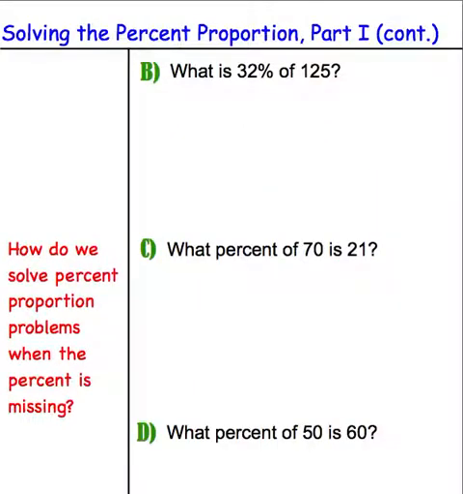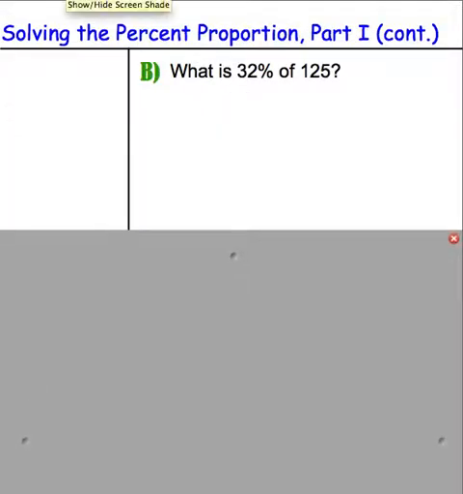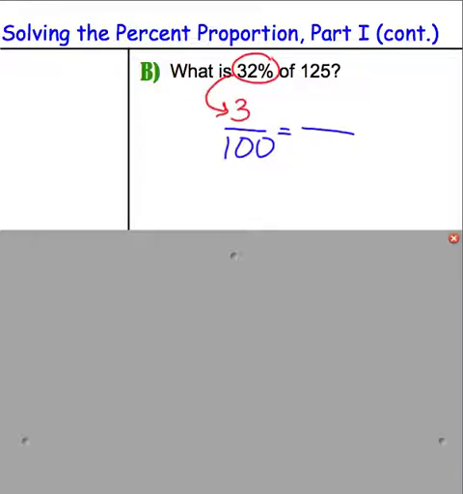Let's go ahead and try another example in which the part value is missing. So here is our proportion, put the 100 in. We have a 32%, so that goes here, giving us 32 up here. And then it says of 125, so 125 goes on the bottom. We're saying 32% on a 125 point quiz. So the X goes here.